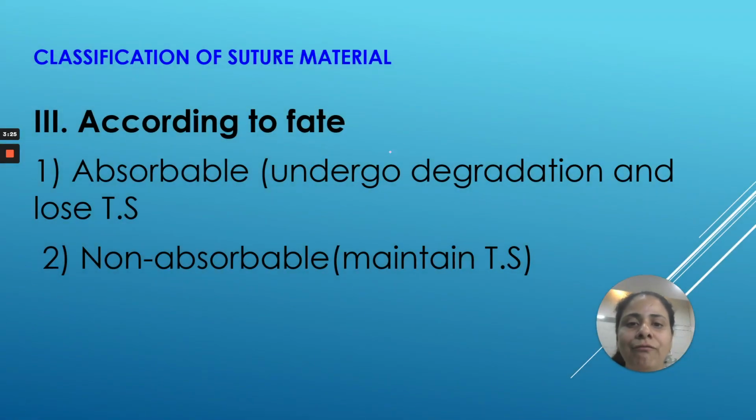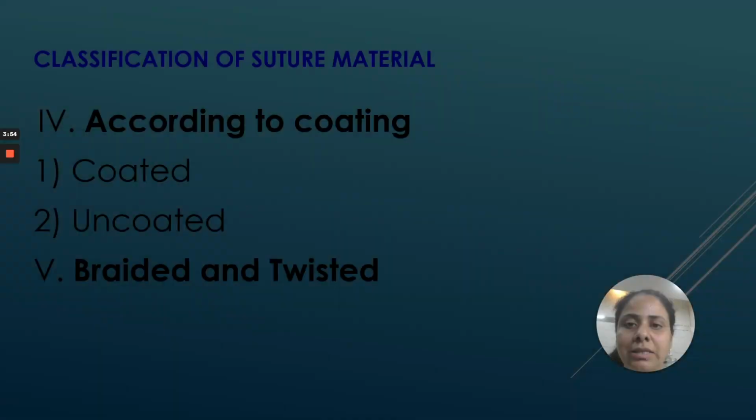And then according to the fate, this is really important for us, the first is the absorbable and then comes the non-absorbable. What happens with the absorbable suture is that it undergoes degradation and loses its tensile strength, and gets slowly resorbed by the body. Non-resorbable sutures maintain their tensile strength and their material is such that it cannot be resorbed by the body. So this is again another classification.